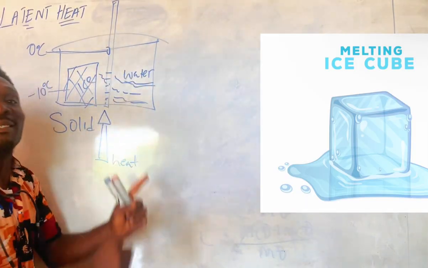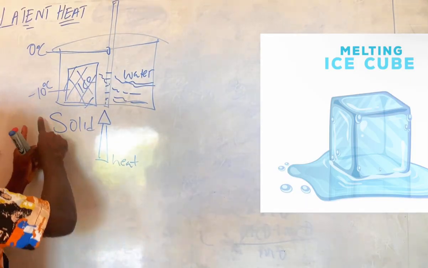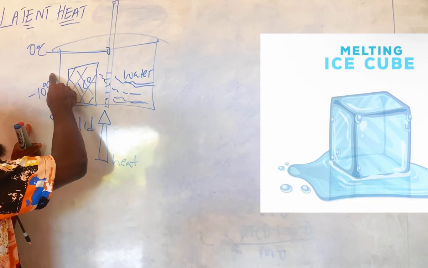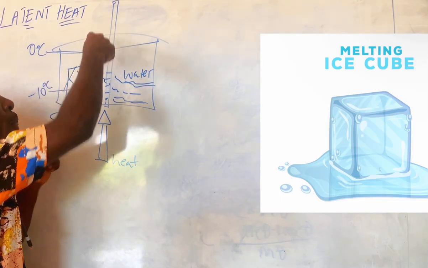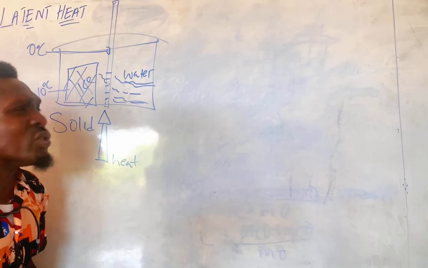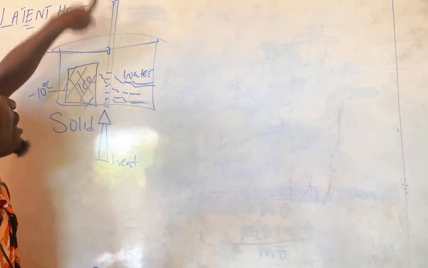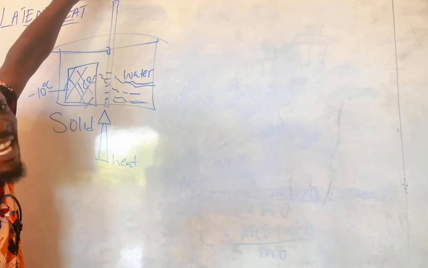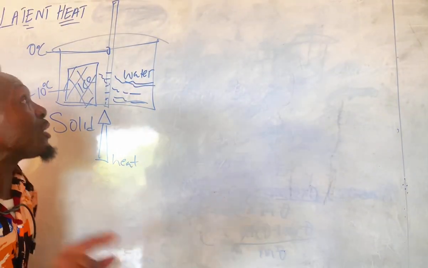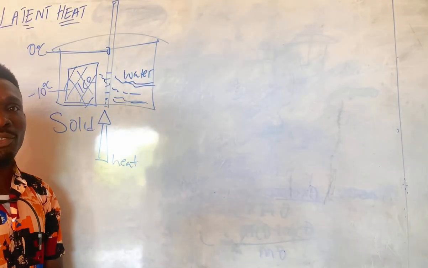were still supplying heat. Unlike when we were supplying heat, it was moving from minus 10, minus 8, minus 7, minus 6 to 0. But when it got to 0 degrees Celsius, we were still supplying that same heat, but nothing was increasing. There was no sign of increase in temperature. The temperature remains at 0 degrees Celsius.